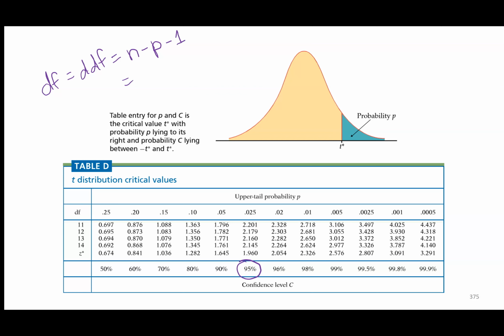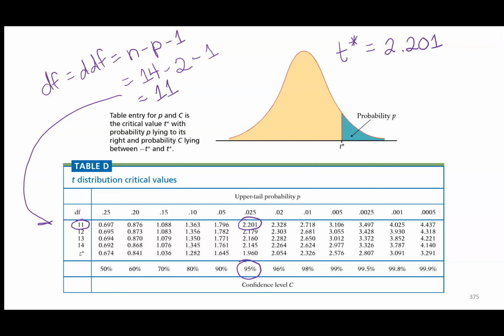There were 14 observations in the sample, so this is going way back to the description. Minus, there are two explanatory variables. We have ADA and we have sex. Minus 1. So we're going to get 12 minus 1, that's going to be 11. That tells me which row to use. So I'm lining them up. My t star critical value for this is going to be 2.201. And that's where it came from.